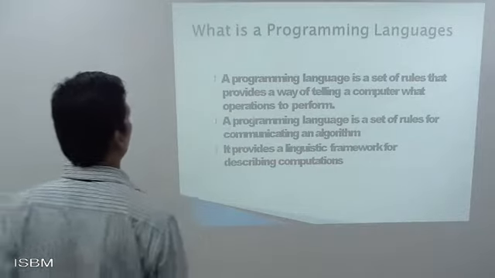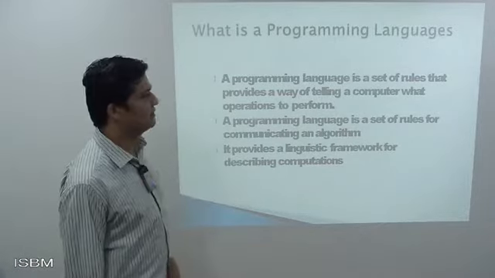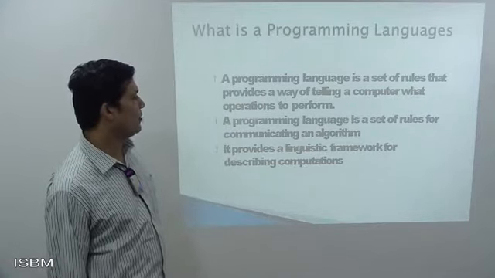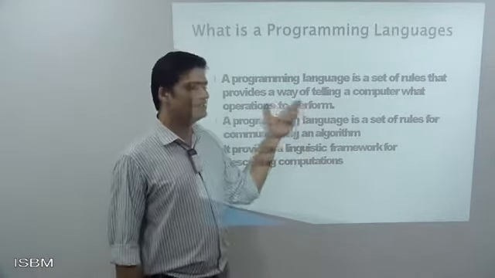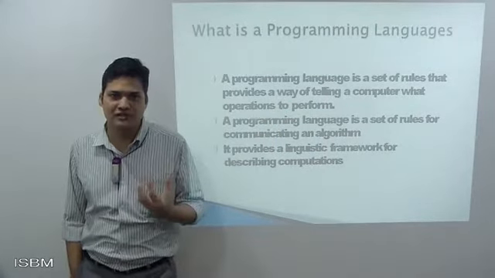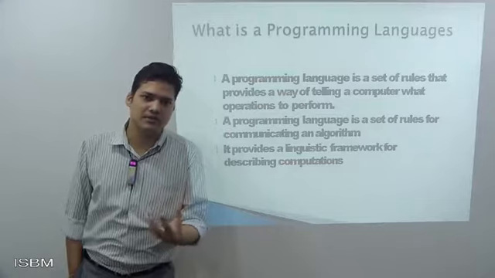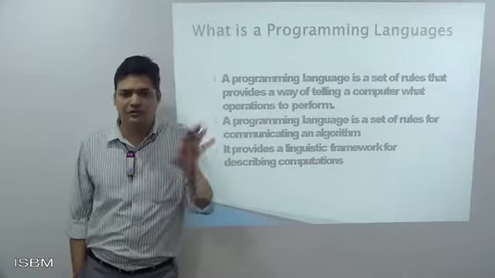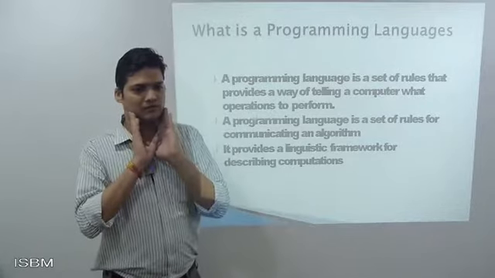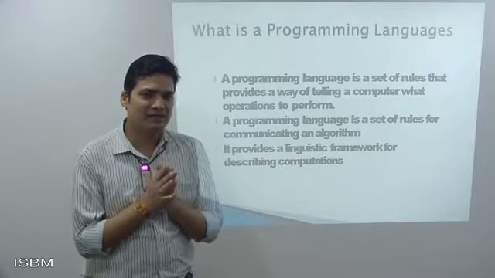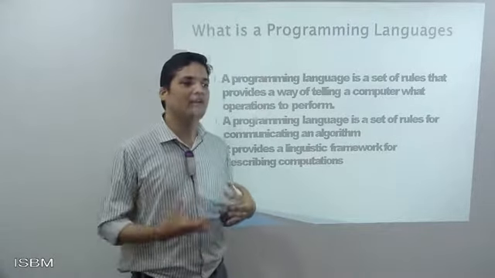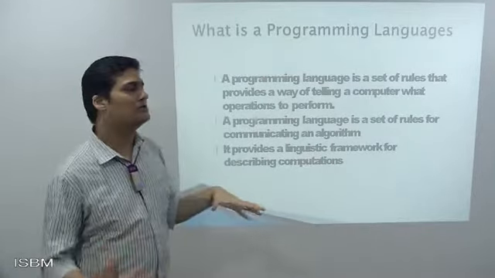So what is a programming language? A programming language is a set of rules that provide a way of telling a computer what operation to perform. So basically it is a set of information we are giving the computer, that you need to do this, you need to do that. For that we write some rules which can be understood by the system itself. Then it can operate on the basis of this set of rules.